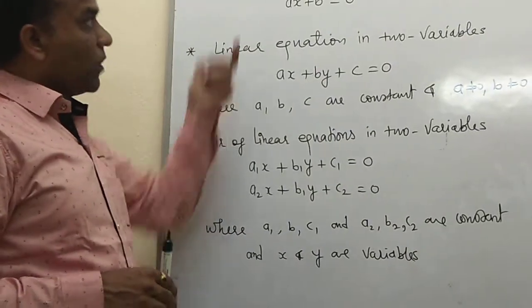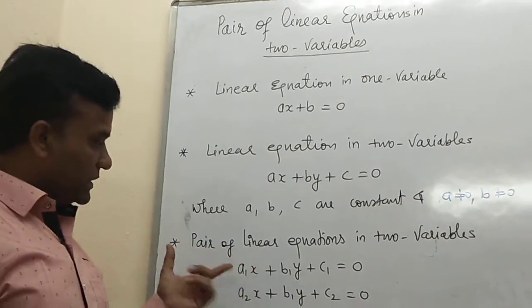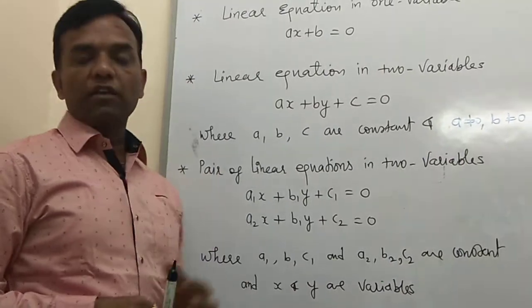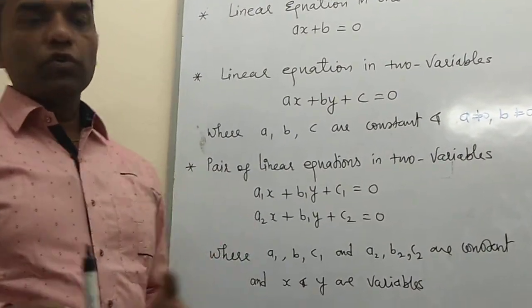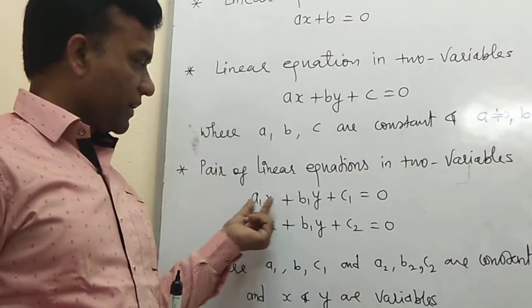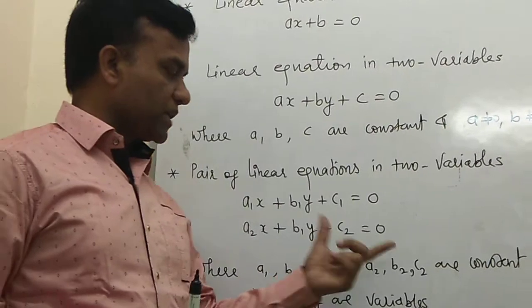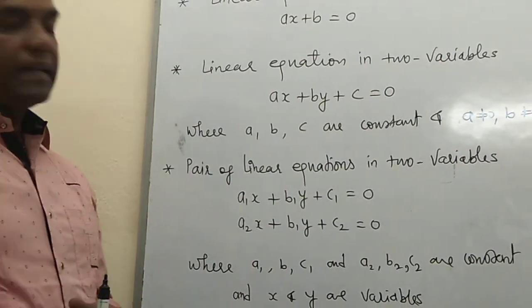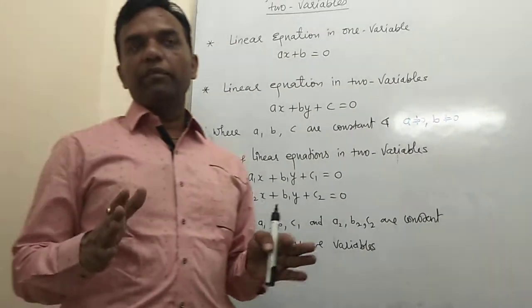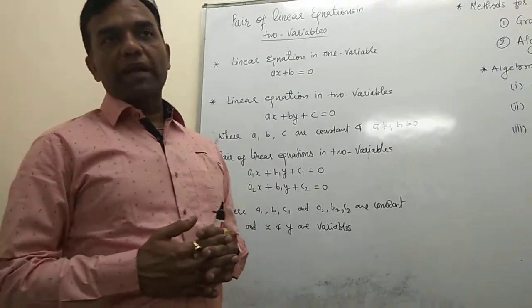Now we discuss our topic, pair of linear equations in two variables. Here we consider the general form of the equations in two variables: a1x plus b1y plus c1 equal to 0 and a2x plus b2y plus c2 equal to 0. Suppose you have a one variable equation, then you require one equation and you get the solution of that equation.